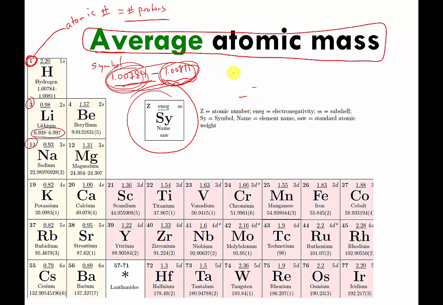So this letter Z, if you look it up, it says Z is the atomic number. You can ignore this, you can ignore this. And then SAW stands for standard atomic weight, which is a weird way of saying average atomic mass. But you can see that this average atomic mass is almost never a whole number. So for beryllium, it's 9.01, blah, blah, blah. Don't worry about what this parenthesis means and that number in there.